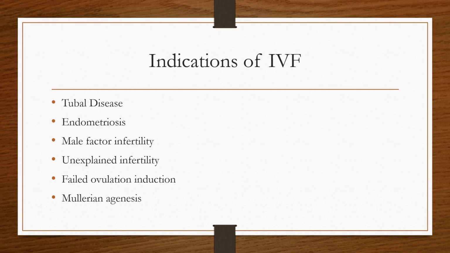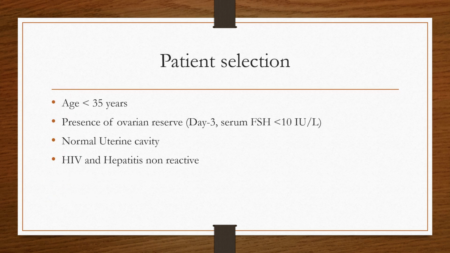Now indications of IVF. Why will the infertile couple go for in vitro fertilization? If after investigation, one finds there is tubal disease, endometriosis, male factor infertility, unexplained infertility, failed ovulation induction, and Mullerian agenesis. Patient selection: age less than 35 years, presence of ovarian reserve, that is at day 3 the serum FSH level is less than 10 international unit per liter, normal uterine cavity, and HIV and hepatitis non-reactive.